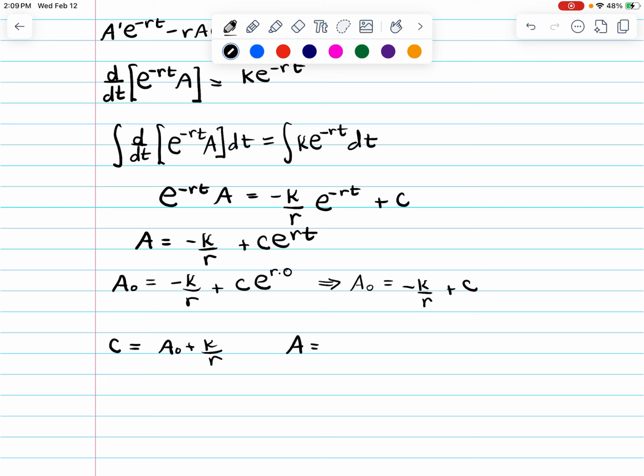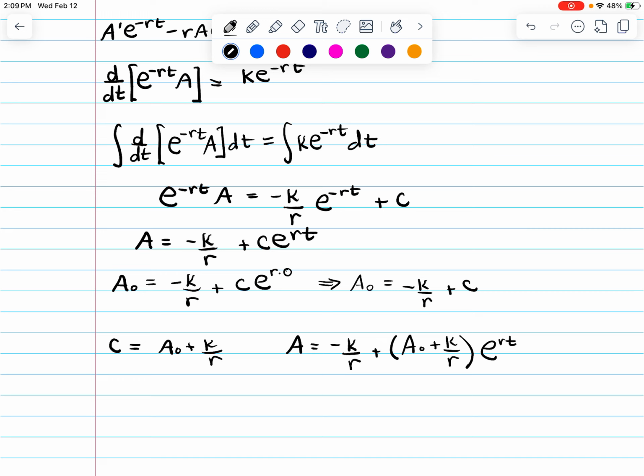A equals negative K over R plus C e to the RT, and C is A naught plus K over R. So A equals negative K over R plus A naught plus K over R, times e to the RT. Remember, K is a known amount. It's the amount we invest annually. R, we're given R. We know the interest rate. Now this is our model right here, and we can use this model.